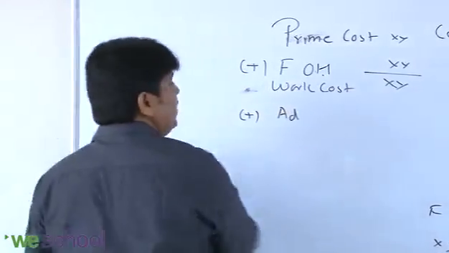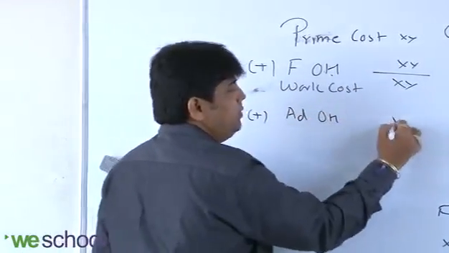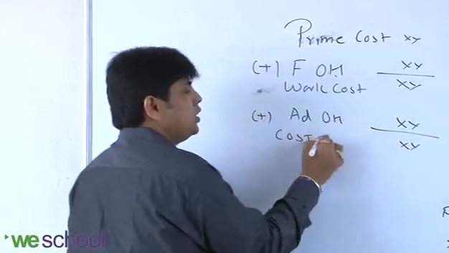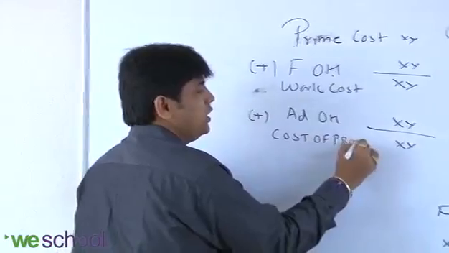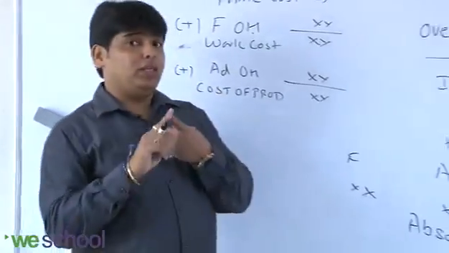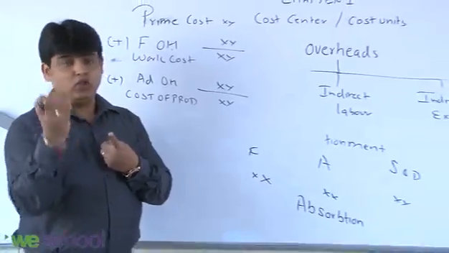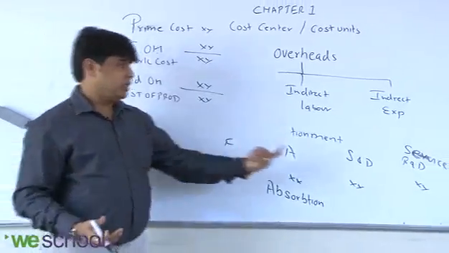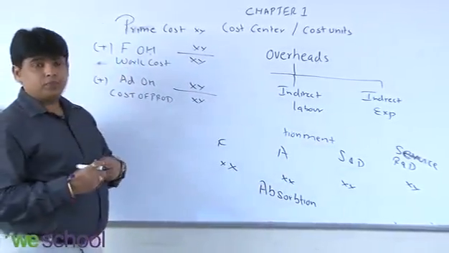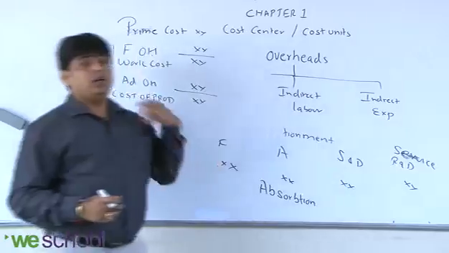I will distribute admin overheads. After distributing admin overheads, I come to cost of production. This is my cost of production. Now, selling and distribution can also be distributed on the basis of sales units or rupee revenue, either on the basis of works cost or on the basis of units produced.